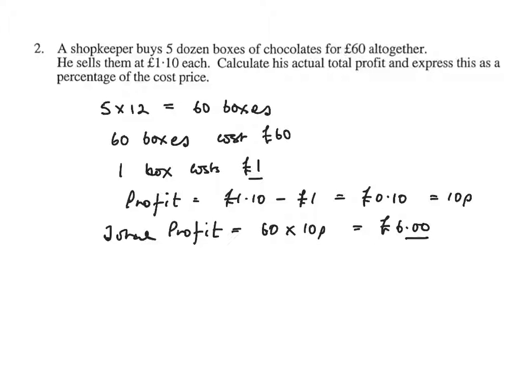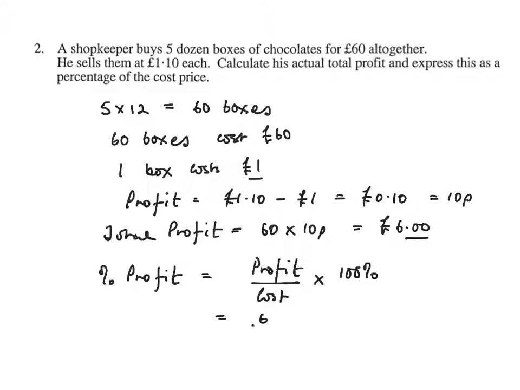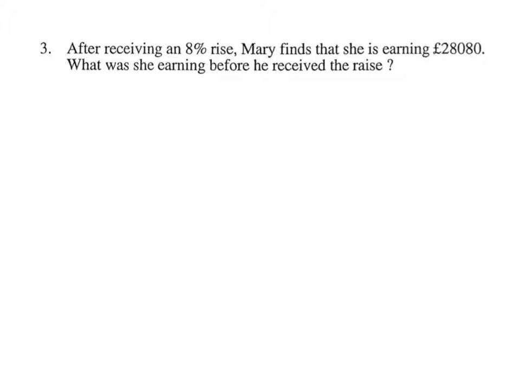And express this as a percentage of the cost price, so the percentage profit, something you do in second year, is the profit over the cost times 100%, and that's 6 over 60. And that's 10%.